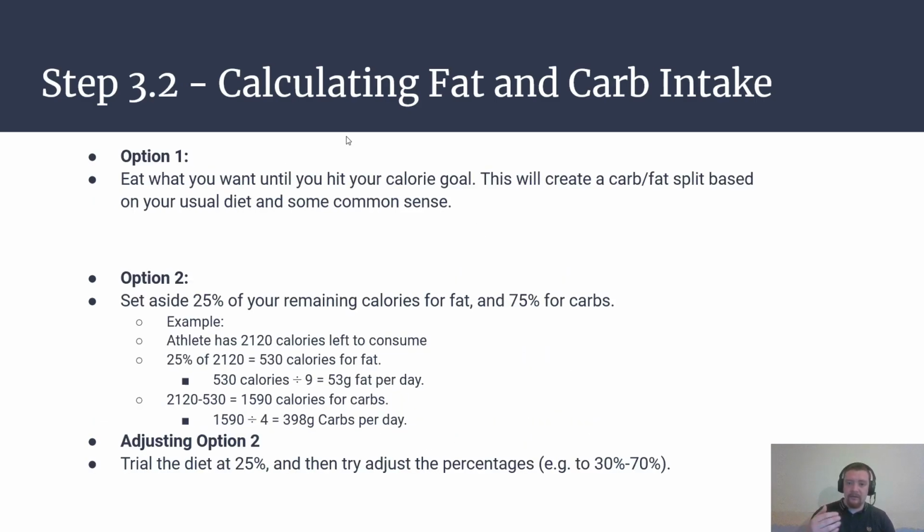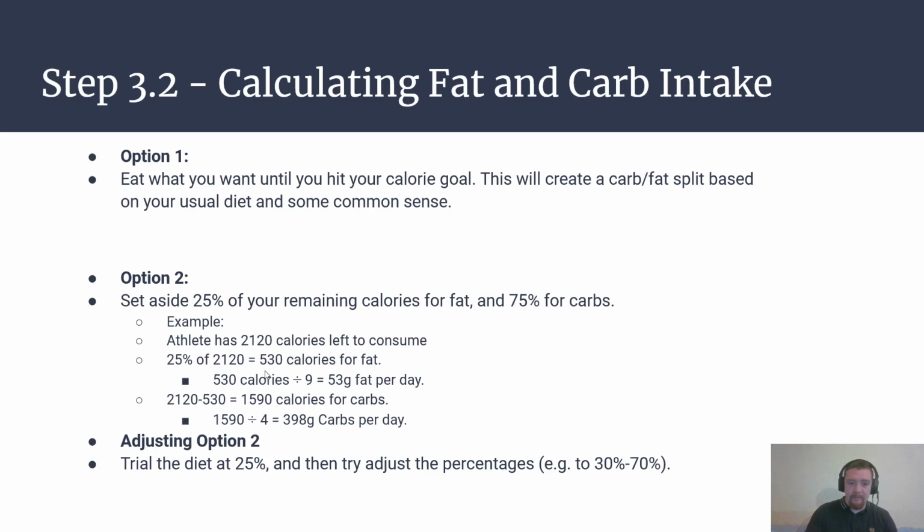So let's look at the fat and carb intake. This athlete, 2,120 calories left to consume. So I'm saying 25% of your calories are for fat. So 25% of 2,120 is 530 calories for fat. So you'll do 2,120 divided by 4. And that's how many calories for fat. If you're still unsure, just ask Google, what is 25% of 2,120? So that means you will have 530 calories for fat.